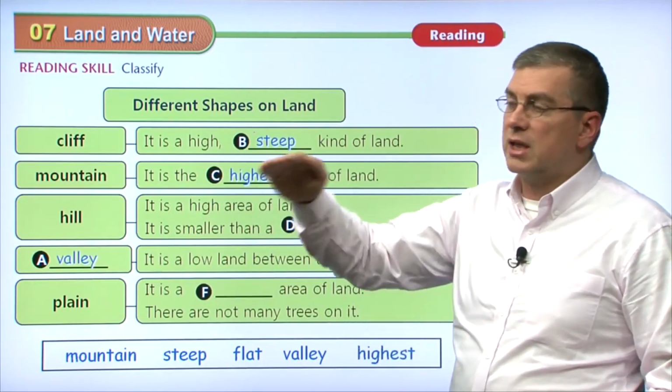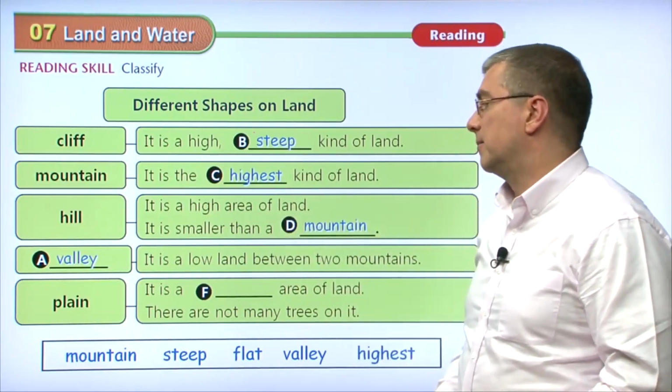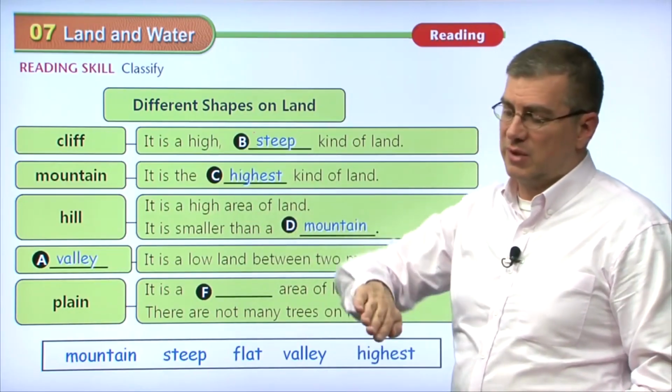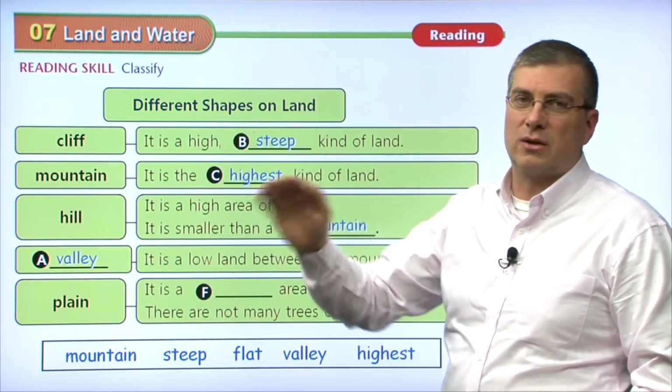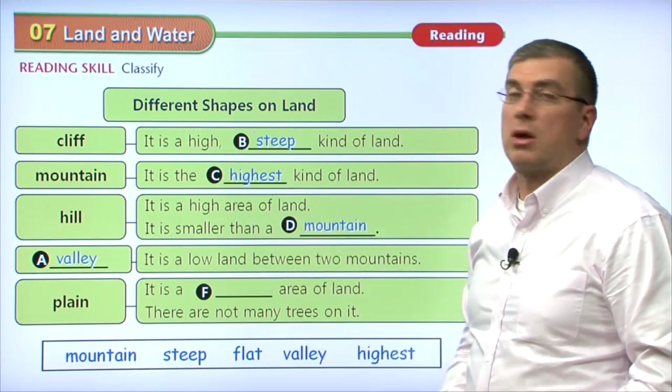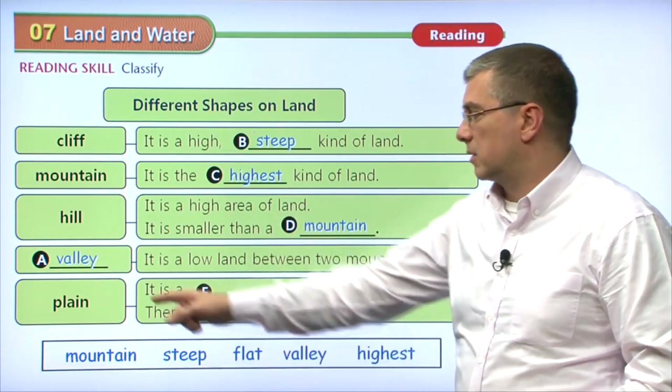And hills are usually not as steep as a mountain. That's another distinction. Sometimes they can be. Sometimes hills can have steep sides, but usually they're not. They're more gentle, usually. But they are smaller than mountains. Okay. We talked about valley already. Let's go down to plain.